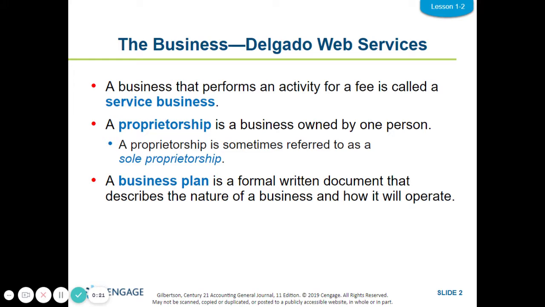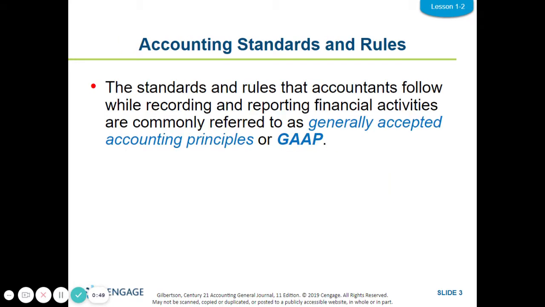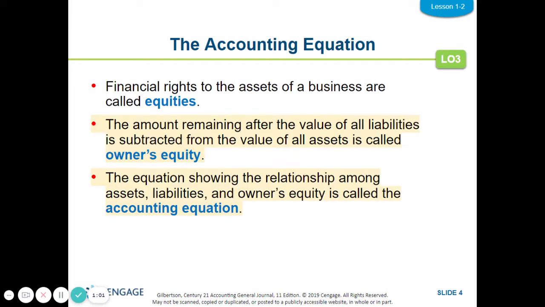A service business is a business that performs an activity for a fee, like a barber shop or a nail salon or a car wash or something like that, where you go and you have something done and you pay for it. Delgado Web Services is going to be this guy named Mike Delgado who goes out and does web pages for different businesses and individuals. A proprietorship is a business owned by one person. And so those are kind of what we're going to be dealing with for this first whole semester. We will talk more about the generally accepted accounting principles later on, but they are basically rules that anybody who works in accounting has to follow.